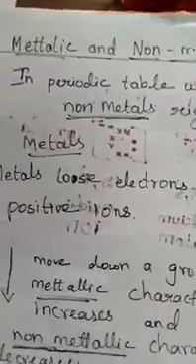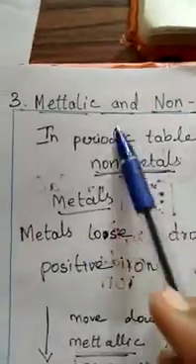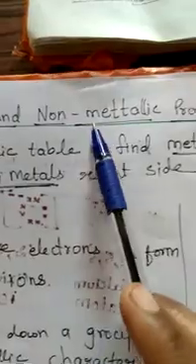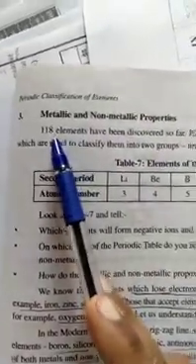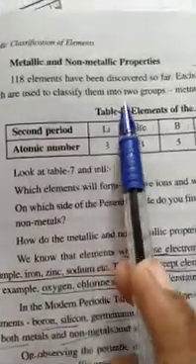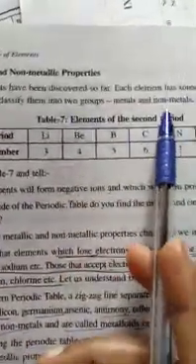Now we study the third property, metallic and non-metallic properties. In our table, 118 elements have been discovered, and each element has some characteristic properties which are used to classify them into two groups, metals and non-metals. So in our periodic table we have the metals and non-metals.